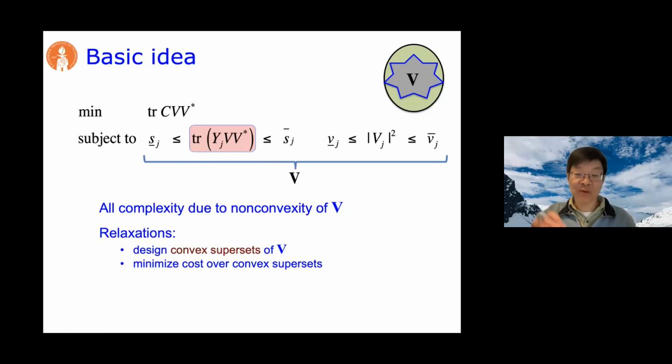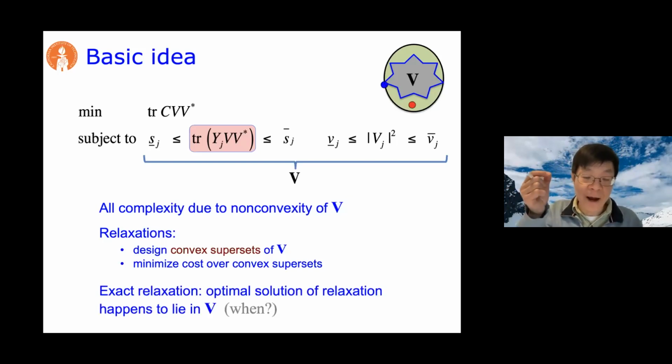And what we want is to, roughly and informally, design a convex superset of V. So it's a superset that contains V, but it's convex. As we'll see, typically in a lifted space, but conceptually you can think of it like a superset. And then we'll minimize the same cost over this convex superset in a lifted space.